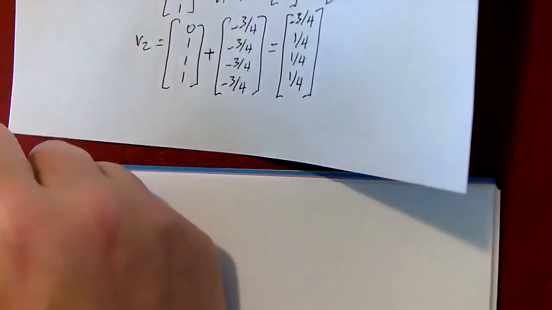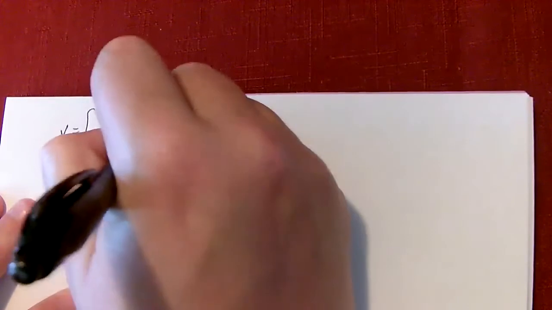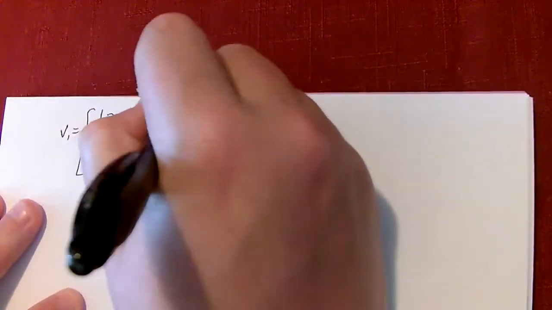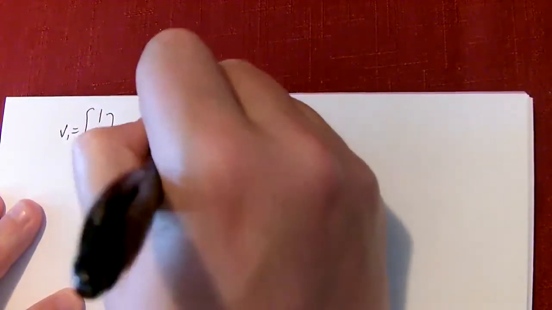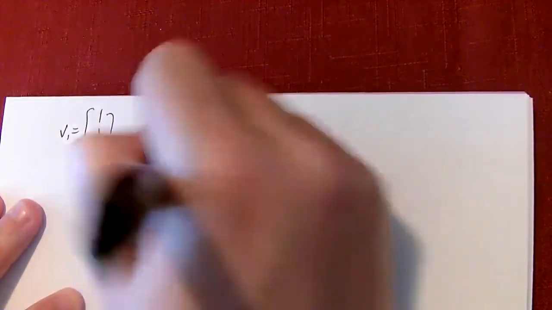So let's recap what we've got. We've got v1. All right, fighting the camera a little more today than some. 1, 1, 1, 1. v2 now we just found is negative 3/4, a fourth, a fourth, and a fourth.